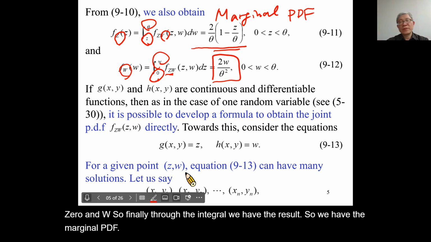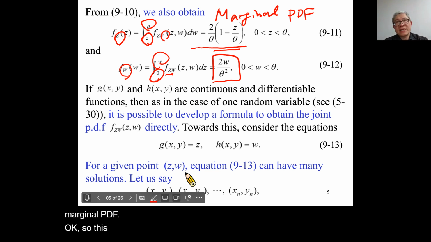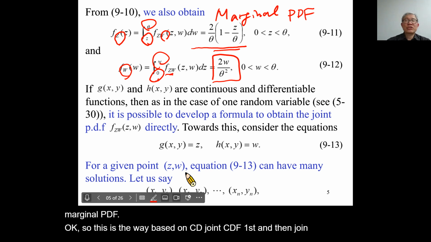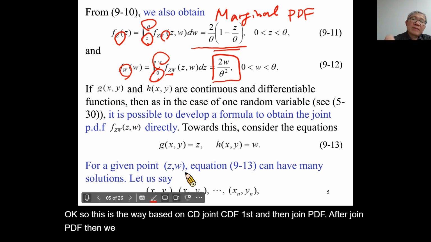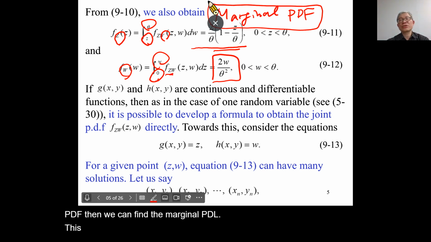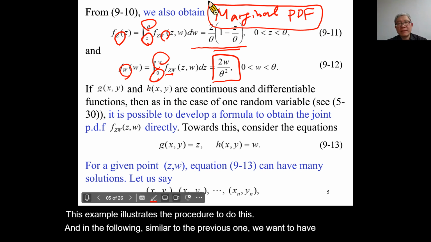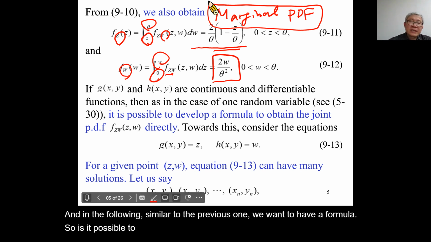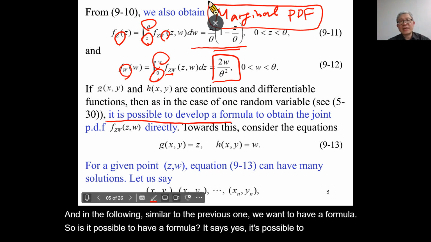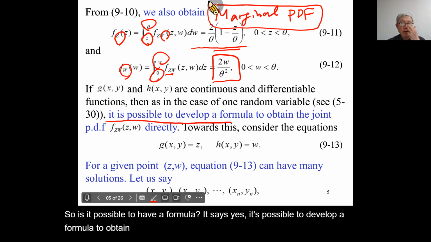Okay, so this is the way based on joint CDF first and then joint PDF. After the joint PDF, then we can find the marginal PDF. This example illustrates the procedure to do this. And in the following, similar to the previous one, we want to have a formula. So is it possible to have a formula? It says yes, it's possible to develop a formula to obtain the joint PDF directly.